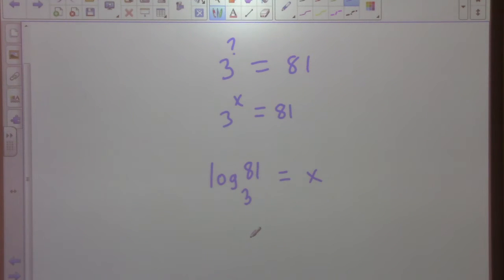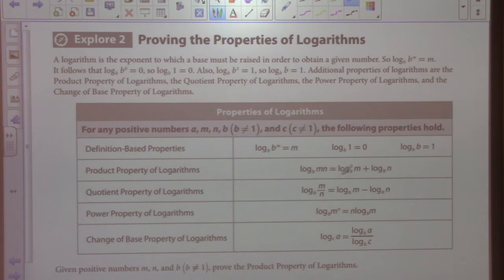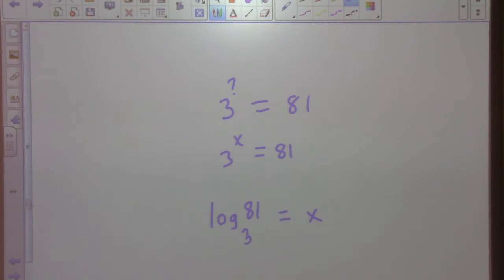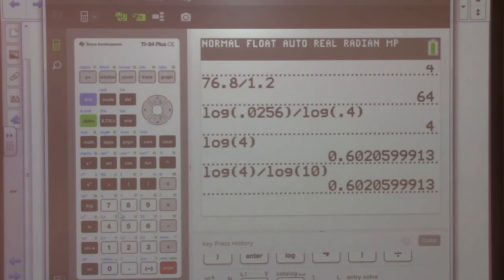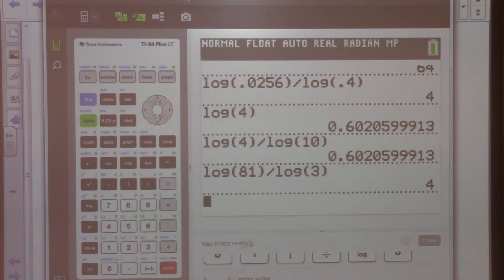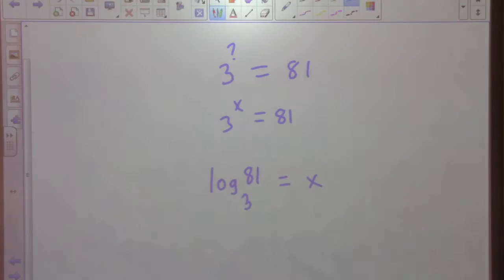Who said 4? Yeah, it's 4. And what we can do is use a change of base formula, and the change of base formula is right here. So we can write it in a calculator. We can just put it as log of 81 divided by log of 3, and we have 4. So it can help us solve equations, and that's basically what a logarithm is.